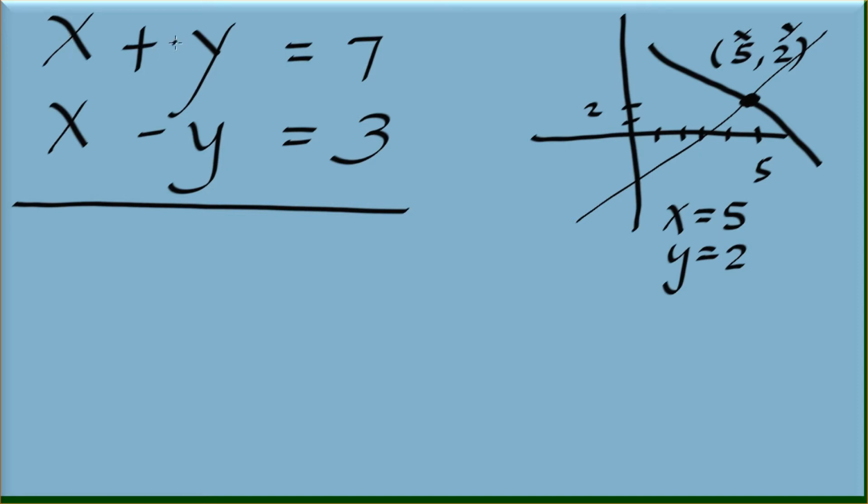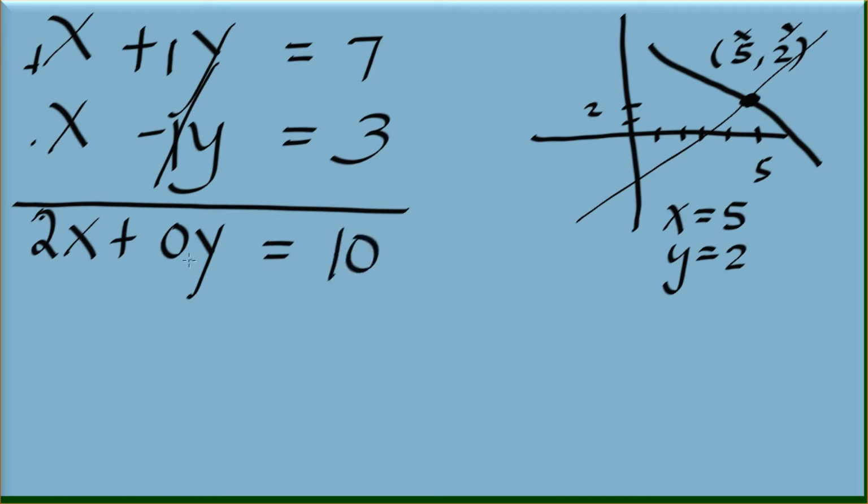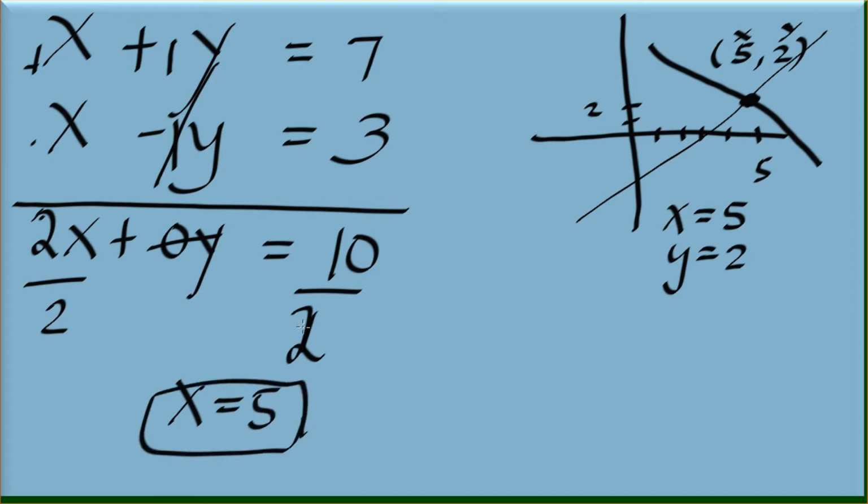Now the plus y and the minus 1y are going to be eliminated when we add the two equations. So the 1y and the minus 1y is going to be 0y. Now x plus x is going to be equal to 2x, which is 10. The 0y is just 0. So we're left with 2x is equal to 10. And then when we divide both sides by 2, x is equal to 5. So this is done by elimination by adding the equations.